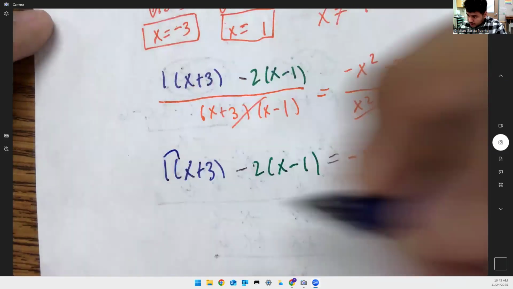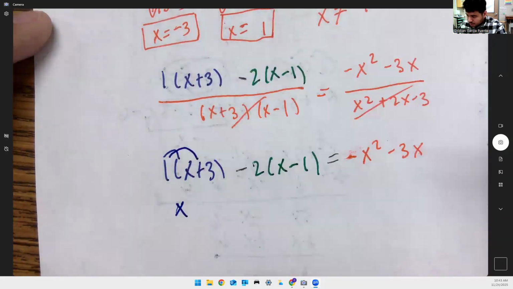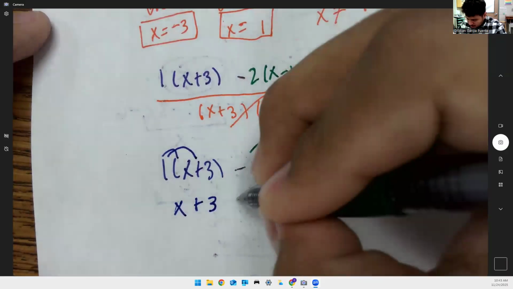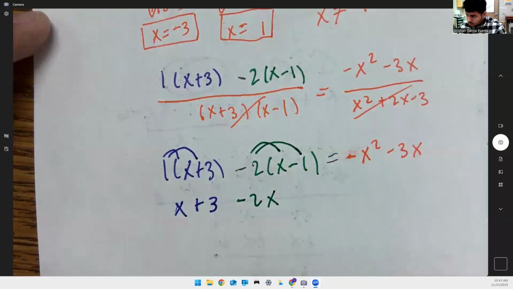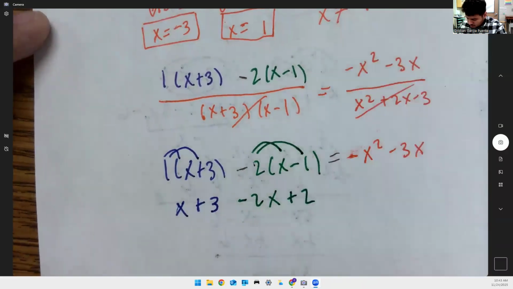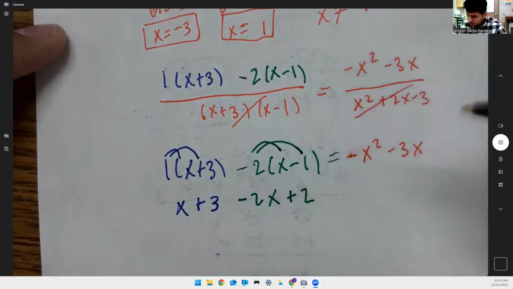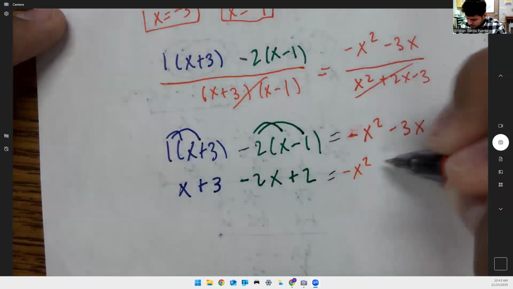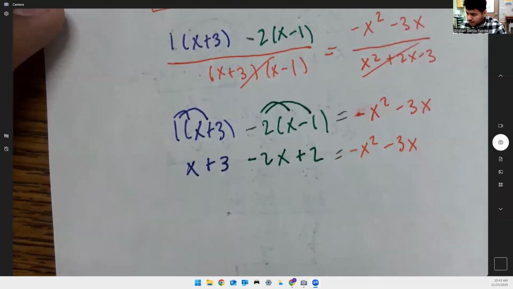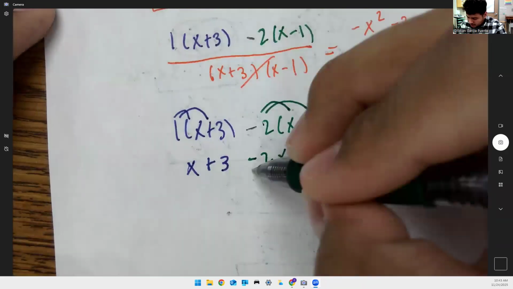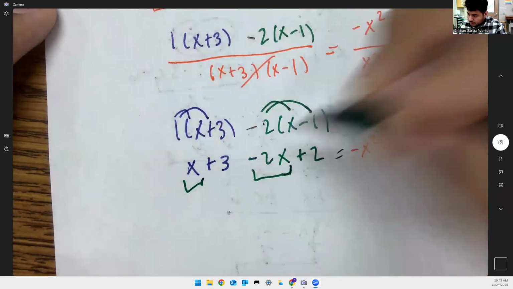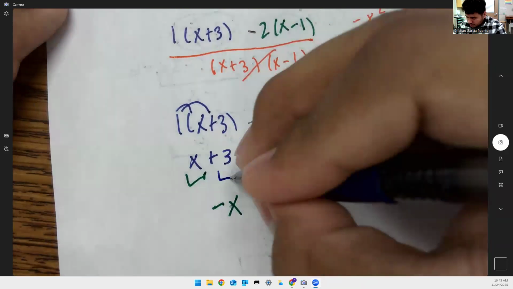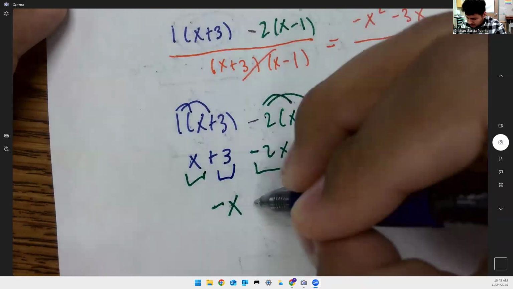So on the left, you want to distribute. So what's 1 times x? It's x. What's 1 times positive 3? Positive 3. What's negative 2 times x? That's negative 2x. Negative 2 times negative 1 is positive 2. And that's going to equal your right side of negative x squared minus 3x. And now we're just going to combine our like terms on the left side. So x minus 2x is just negative x. And then positive 3 plus positive 2 is just positive 5.